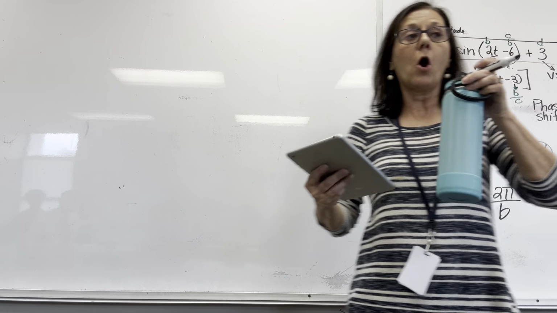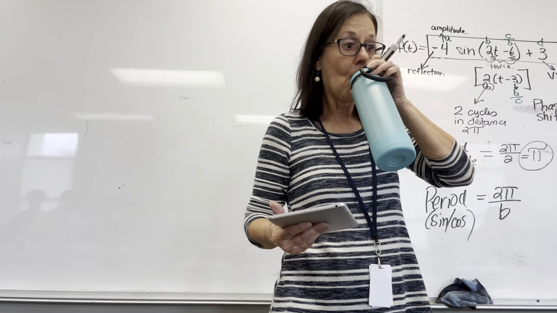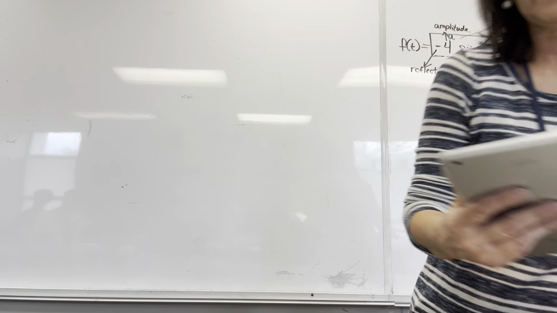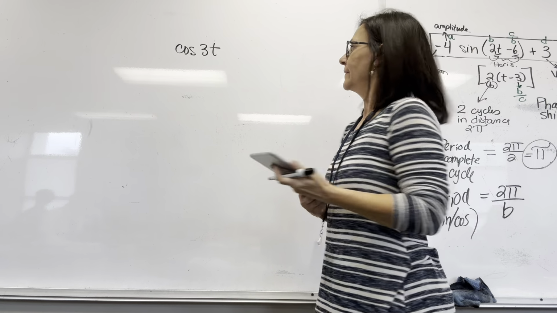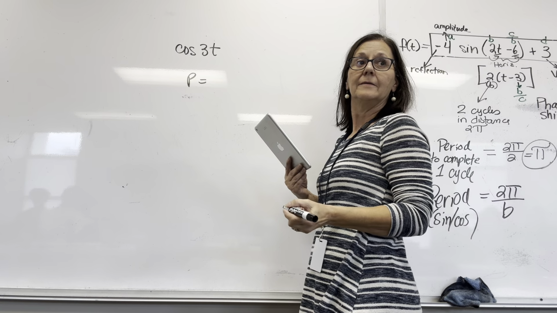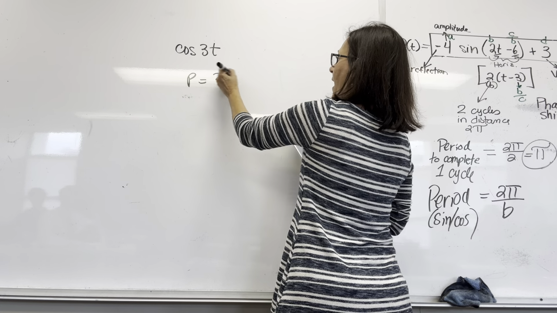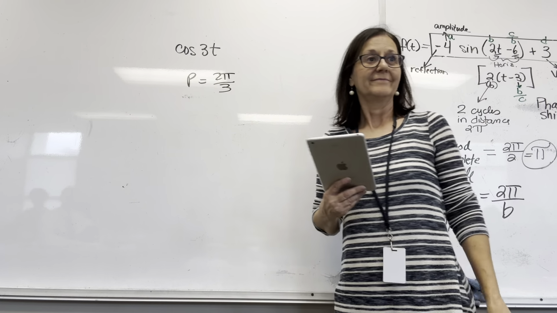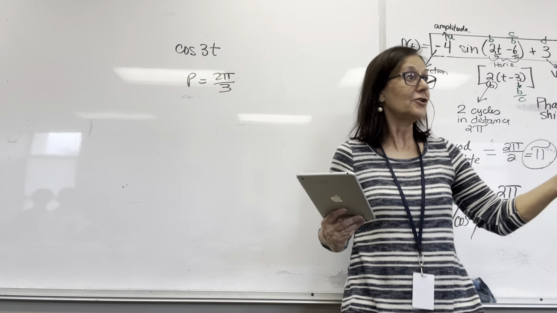This question is, we're only determining the period. So what is the period of the cosine of 3t? Period equals what over what? Oh, 2 pi over b. 2 pi over 3. That's the period. 2 pi over 3.